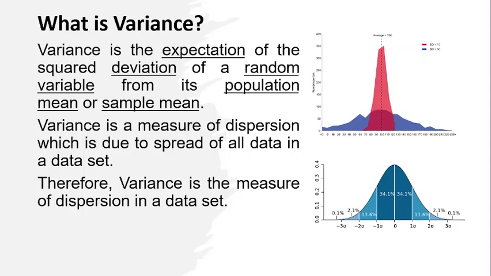So, starting from variance, variance is the expectation of the squared deviation of a random variable from its population mean or sample mean. Variance is a measure of the dispersion which is due to spread of all data in a data set. Therefore, variance is the measure of dispersion in a data set.